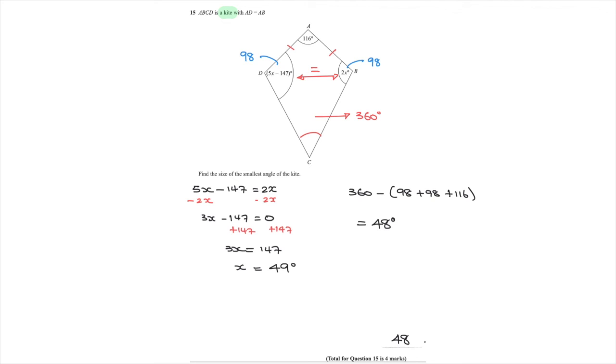Don't forget to write it on the line below. And that took us 4 minutes if you cut out all the bit that I said at the beginning.